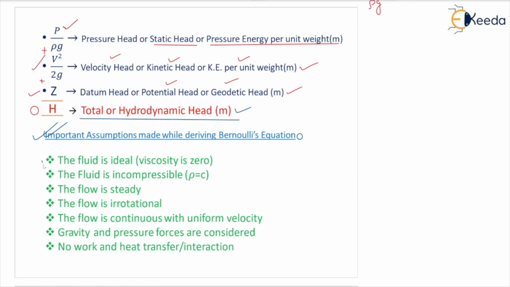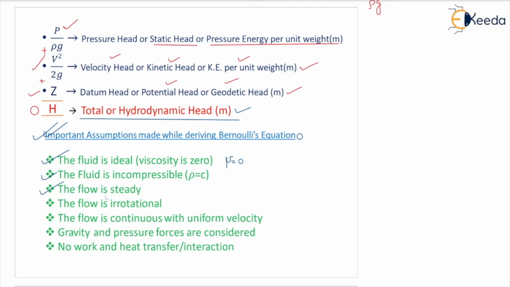First one, the fluid is ideal. Ideal means viscosity is 0, so you can write mu is equal to 0. Second one, the fluid is incompressible. Incompressible means rho is constant. Correct. Example is liquids.